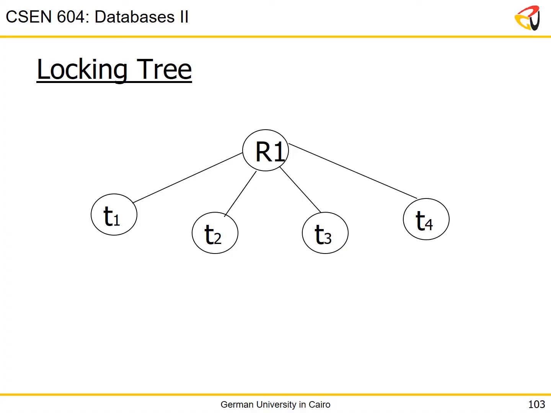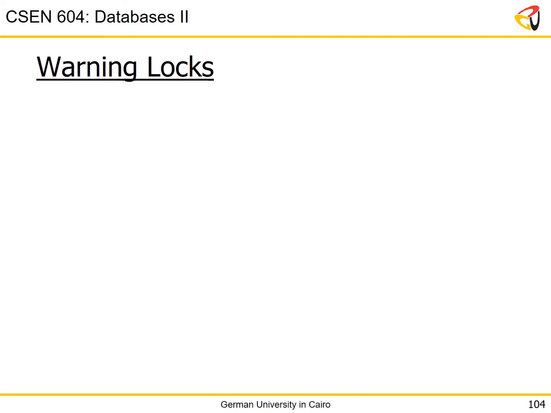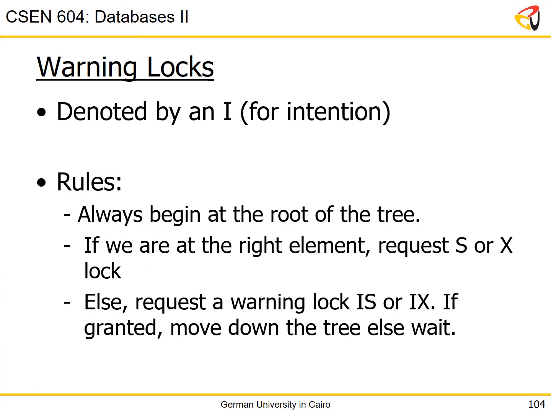What you're actually looking at here is a tree that represents the relation, which I'm calling R1, and below it there are 4 children, 1 for each one of the tuples. So this relation has only 4 rows. It becomes clearer soon. The way this works is as follows.